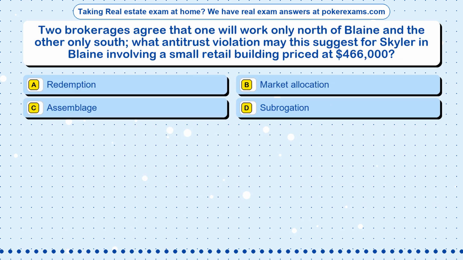Question 30. Two brokerages agree that one will work only north of Blaine and the other only south. What antitrust violation may this suggest for Schuyler and Blaine involving a small retail building priced at $466,000? Option A, redemption. Option B, a market allocation. Option C, assemblage. Option D is subrogation.